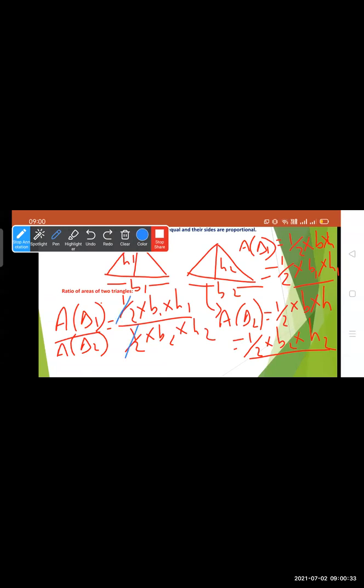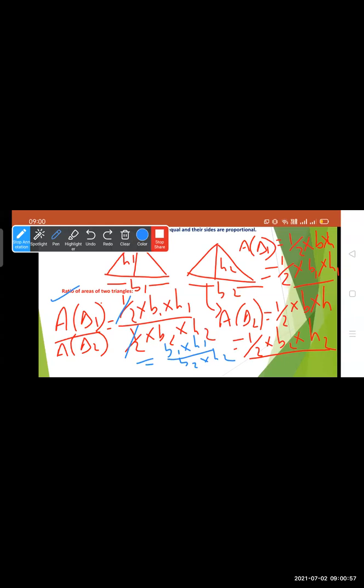So here we get the ratio of the areas of two similar triangles is equal to B1 into H1 upon B2 into H2. So this one is the formula for finding the ratios of areas of two similar triangles. Okay. So simple formula. Here we have two triangles which are similar. Then first we find the ratio.